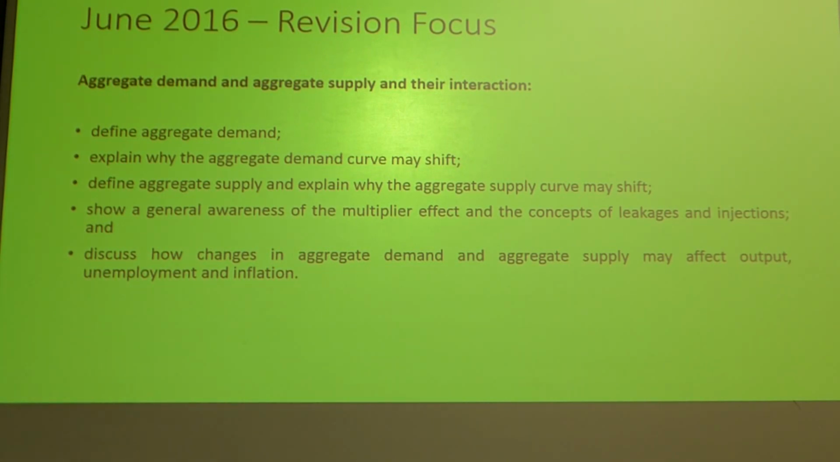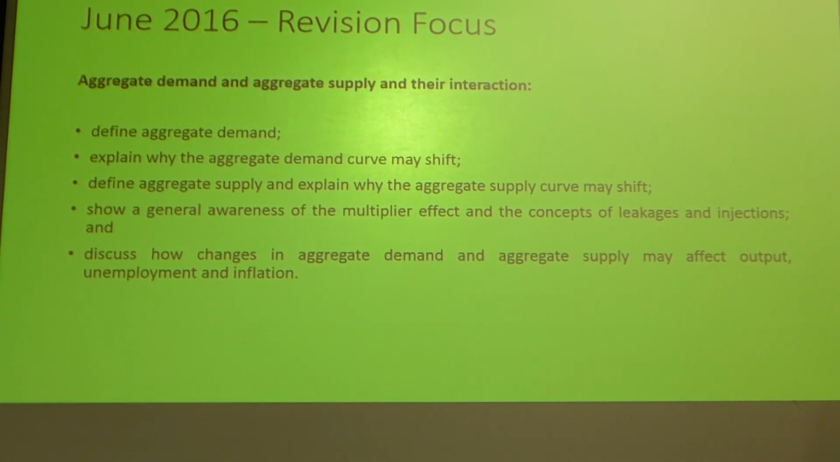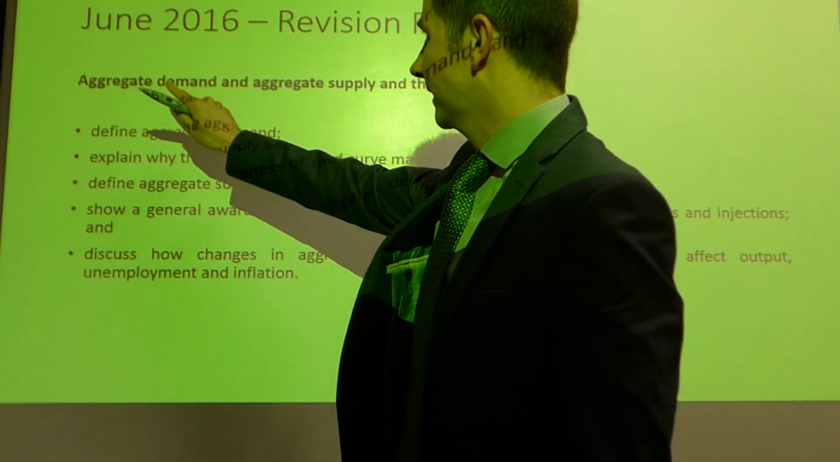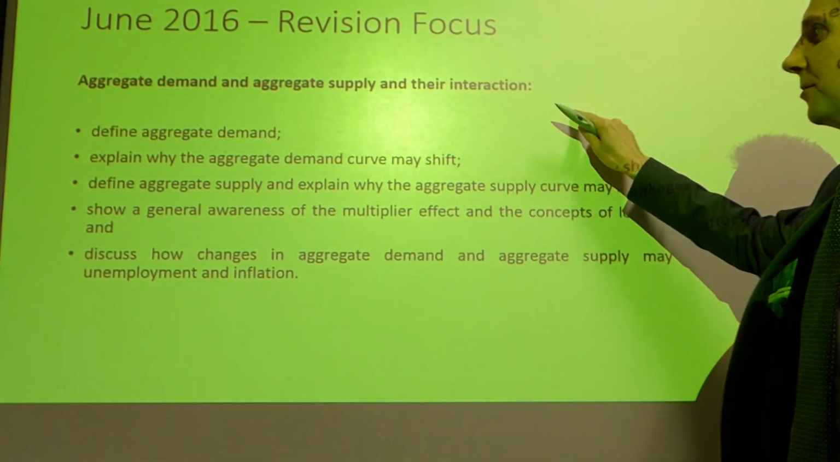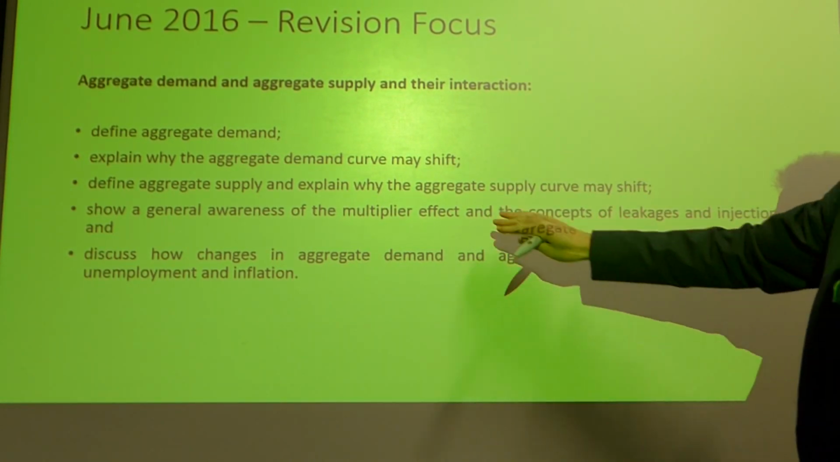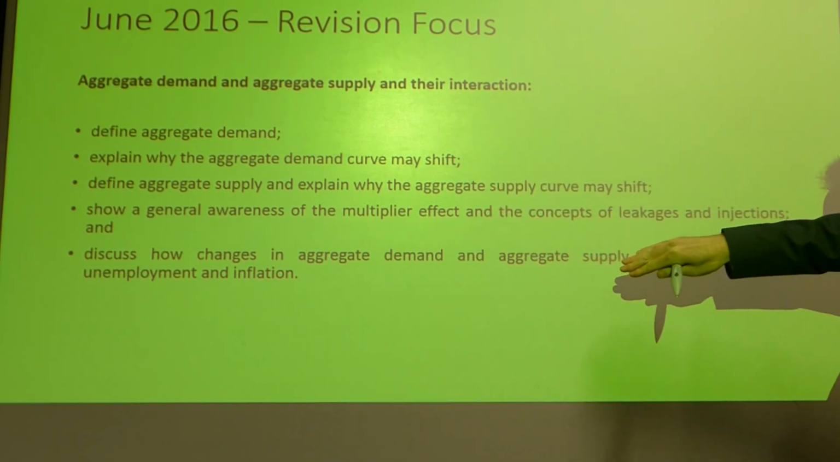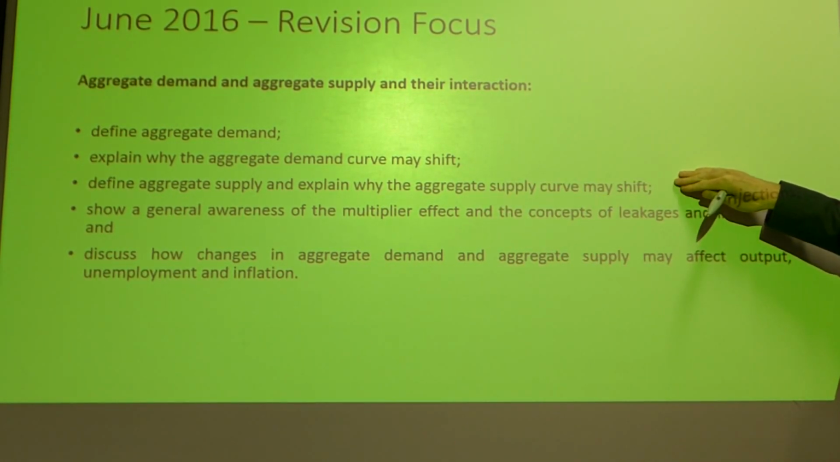So in terms of your revision focus, ladies and gentlemen, for June 2016, here are the areas I think you should be focusing and concentrating on. So in section 1 of the spec, aggregate demand and aggregate supply and their interaction. Maybe consider these areas more than others. Defining aggregate demand. Explain why AD may shift. Explain why AD and AS may shift.